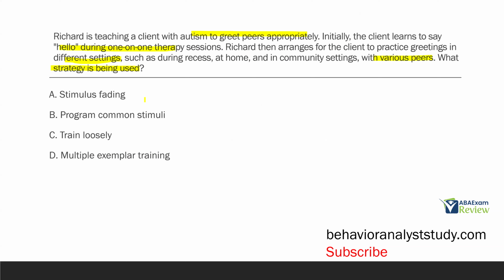What about B, programming common stimuli? When we program common stimuli, we take stimuli that might appear in our environment and we program it into the teaching session. Richard isn't doing that in his one-on-one sessions. He's taking out the client and he's actually training on the exemplars. When we talk about C, training loosely, that's when we vary aspects of the training environment. Again, Richard's not doing that. He's taking his client out and actively training them in natural environments with different people. He's training multiple exemplars. So the strategy he's using is D, multiple exemplar training.